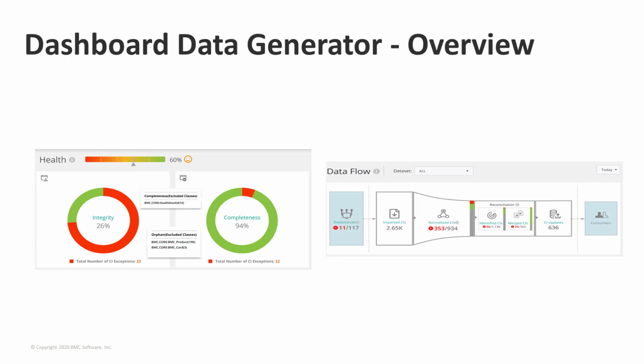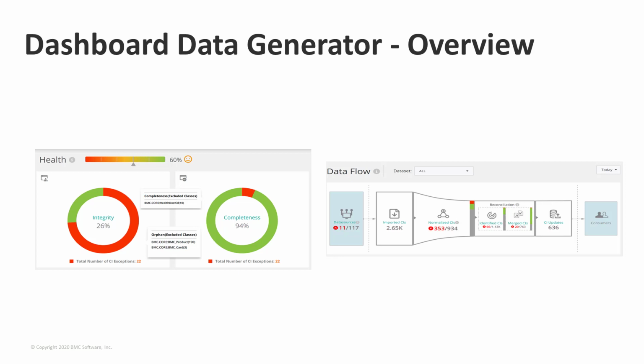Now, to view the KPIs on the CMDB dashboard, you can use the tooltips for integrity and completeness KPIs to view health results rather than having to drill down inside the dashboard utility for information. The tooltip for the integrity KPI shows the classes that have been excluded for calculating integrity and the number of CIs included in each of those classes. Similarly, the tooltip for the completeness KPI shows the classes and their associated CIs that were excluded for calculating completeness.